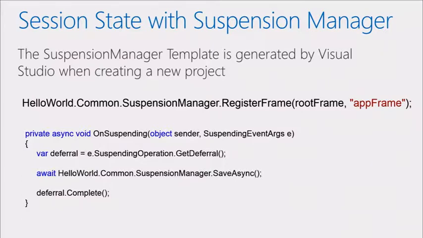But first, before we can do that, we have to register our frame with the suspension manager. And the frames are what hold the navigation context. So the frames can know what page you've navigated to, where you are in your application. And when you call the save async method, it's actually storing the navigation context that you're in so that when you restore from it, you can automatically navigate to the page or frame that the user was in. Again, the same deferral patterns happening here because it's asynchronous.